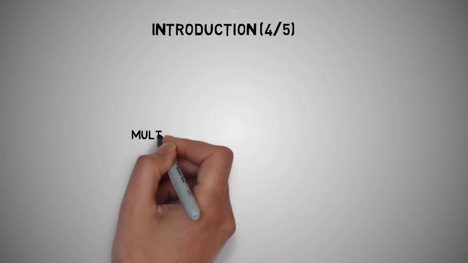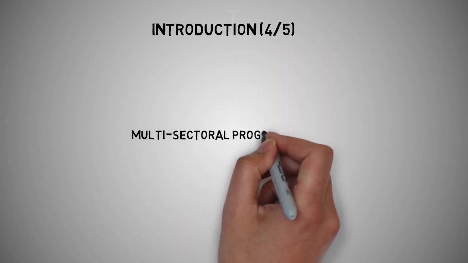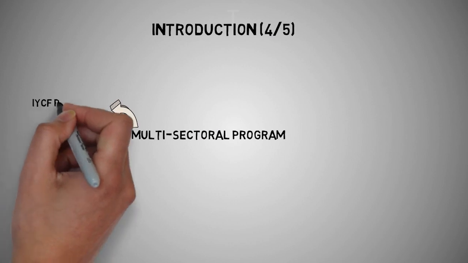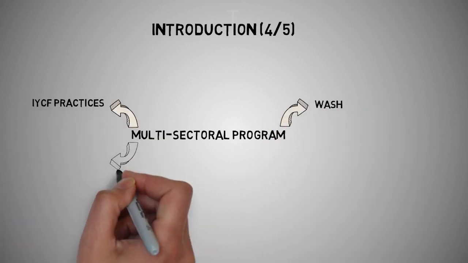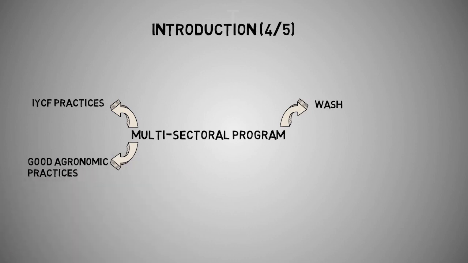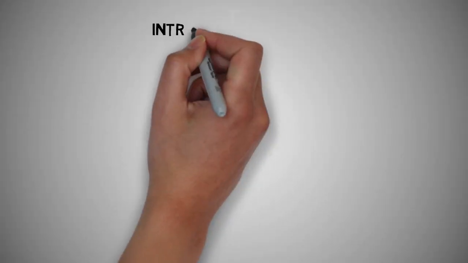To support the government of Ghana, Spring implemented a multi-sectorial program that is focused on training health workers on good infant and young child feeding practices, promoting 4 key WASH behaviors, teaching of good agronomic practices, and finally, using the 1,000-day household as a centerpiece for these multiple interventions.